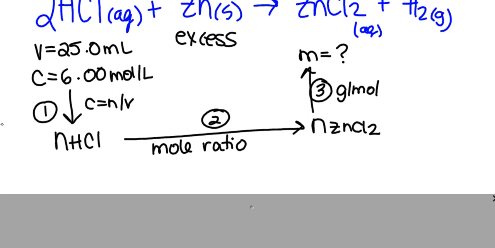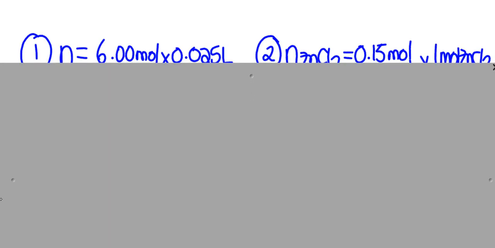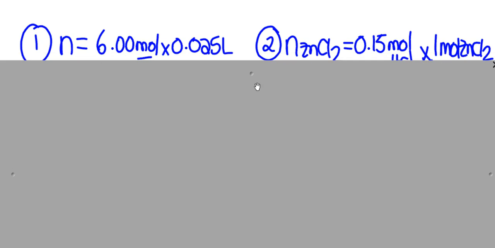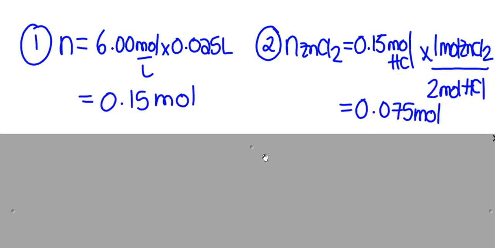So hopefully you've given this a shot. So let's start taking a look at the answers. Here they are way down here. So let's look at the first 2 steps together first. We want to find out the amount of moles of HCl. So we take our concentration and multiply it by our volume.